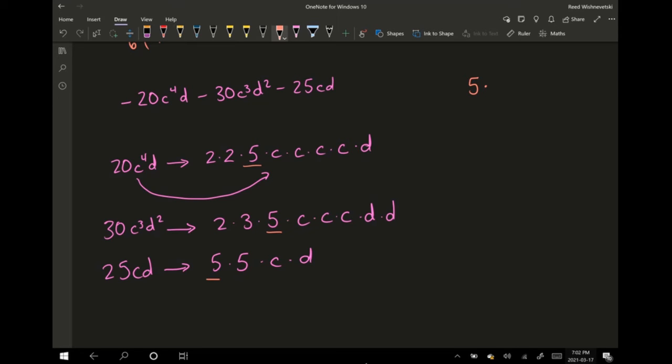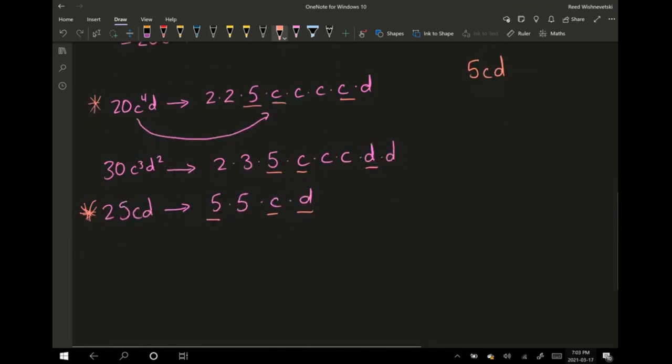Well, we can't take out a 2 because there's no 2 in this last line right here. And we can't take out a 3 because there's no 3 in this top line right here, or in this line right here. So what we can take out is a c here, and a c here, and a d here, and a d there, and a d there. So we're going to drag those over. We're going to have 5 times c times d. If we combine those together, we're left with 5cd.